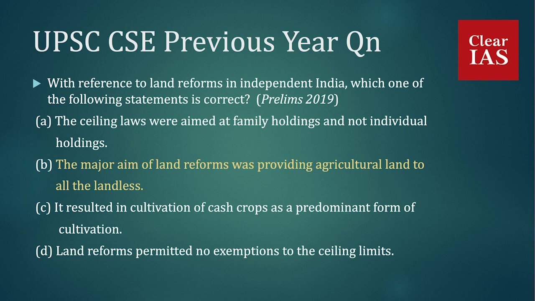Obviously, the answer is B. The major aim of land reforms was providing agricultural land to all the landless. This we have already discussed.